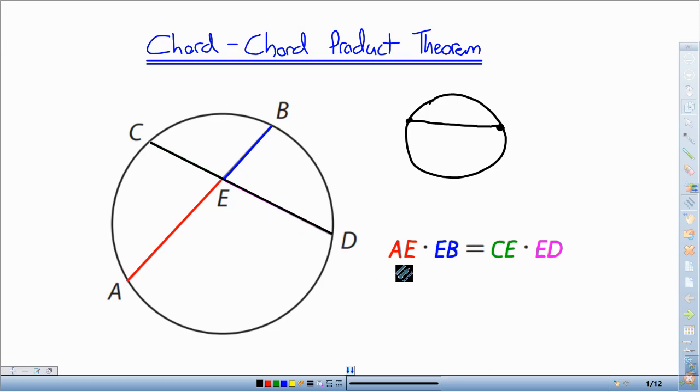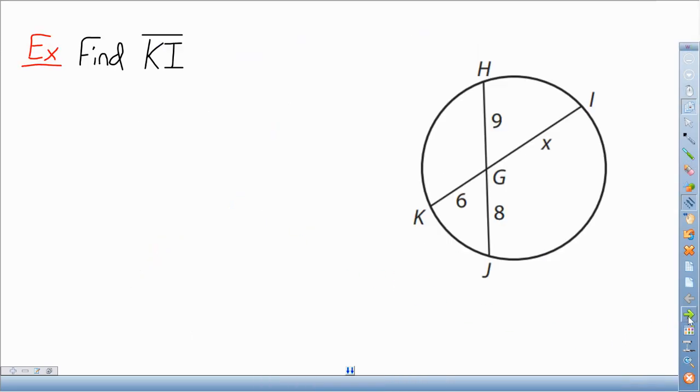Try not to be too thrown off by my color coding, but basically the two parts of this chord multiplied together equal the two parts of this chord multiplied together. That's the chord-chord product theorem. So that's what we're going to start with. We have another theorem after a few slides, but this is the first one we're looking at. So let's go ahead and try an example on this. Go ahead and copy this slide, and we'll try it together.